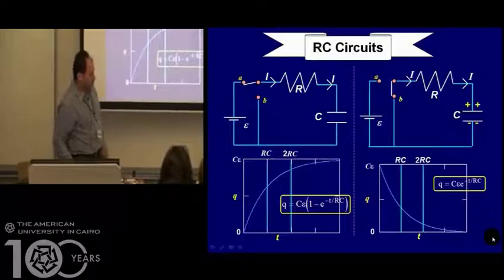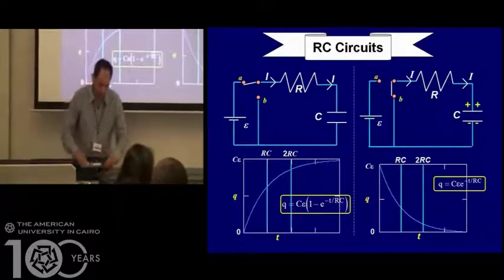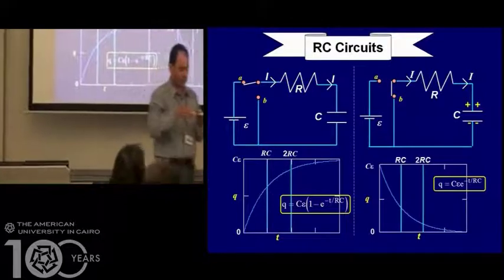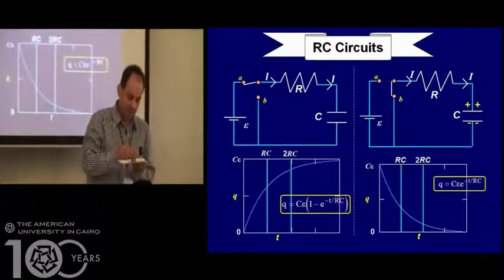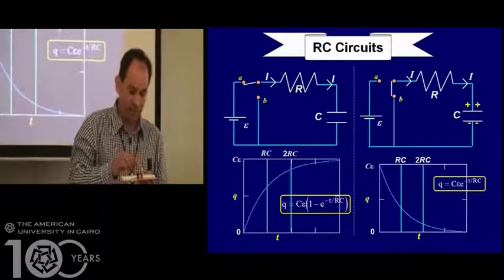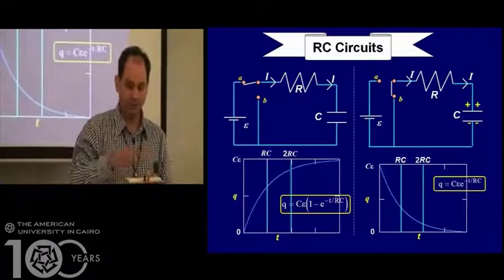Today we're going to start talking about RC circuit. This is an RC circuit. This is a resistor connected to a capacitor, and there is an indicator, something to measure what's going to happen to the charge on the capacitor with time.